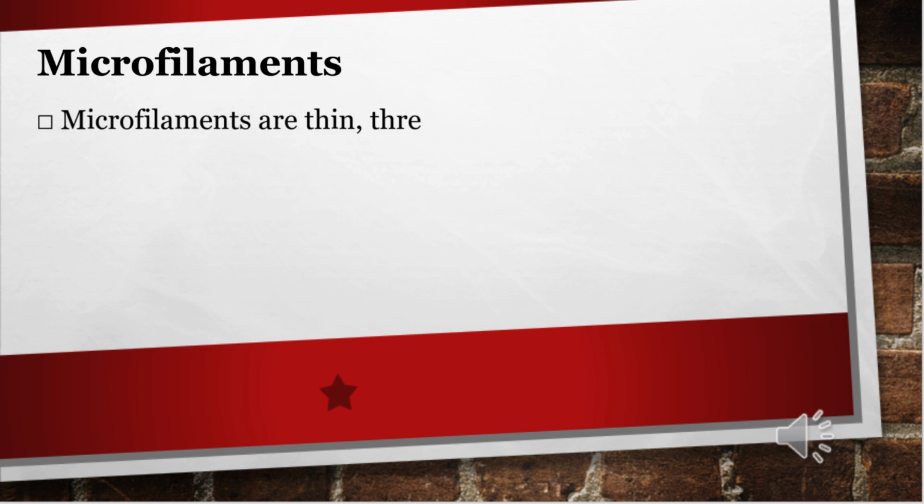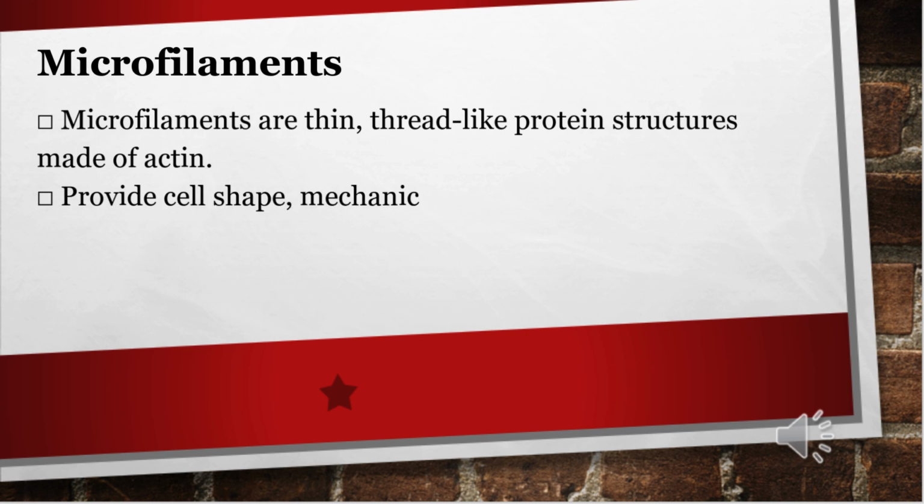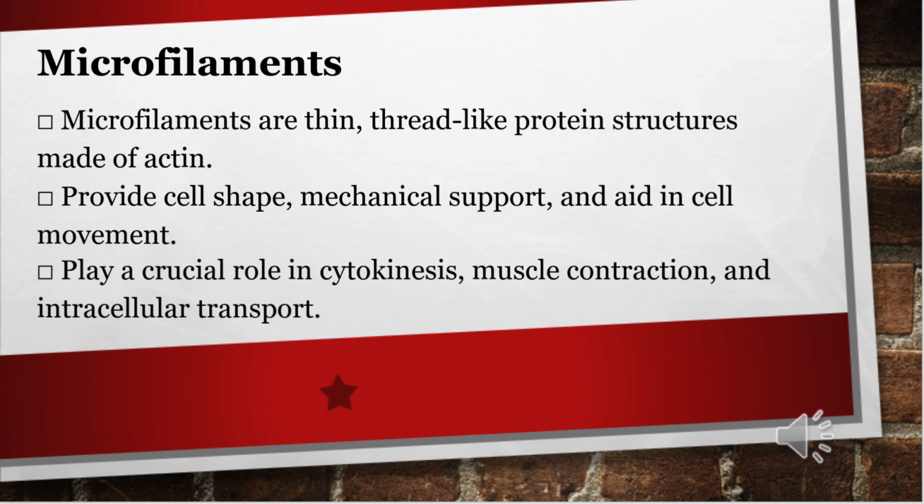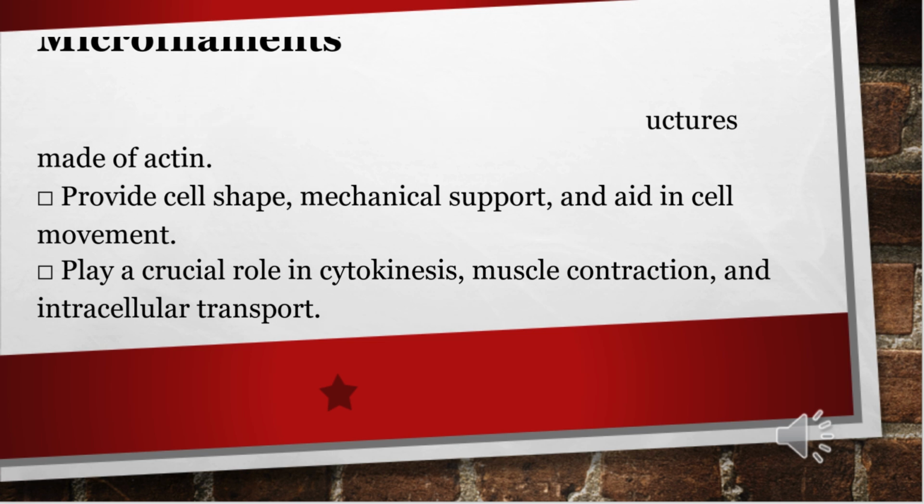Microfilaments are thin, flexible protein filaments composed mainly of actin. They help maintain cell shape, provide mechanical support, and enable cell movement. These structures are essential for processes like cytokinesis, muscle contraction, and intracellular transport, ensuring proper cell function and organization.